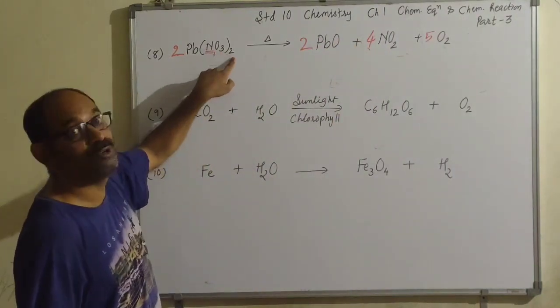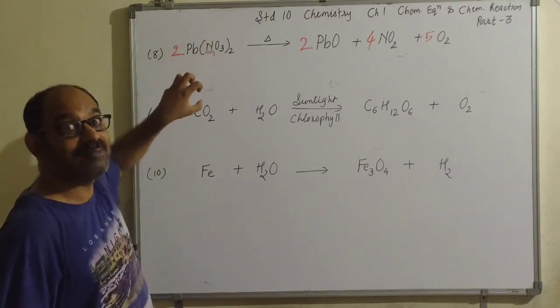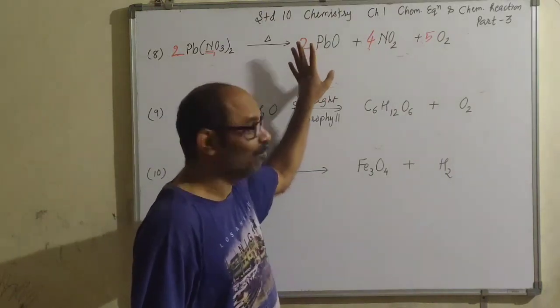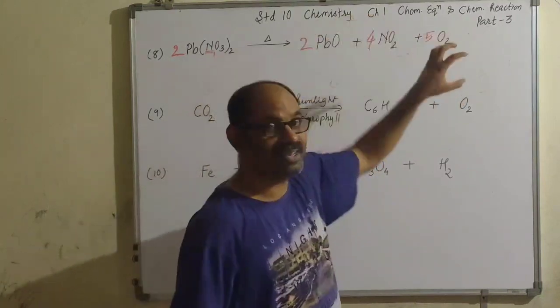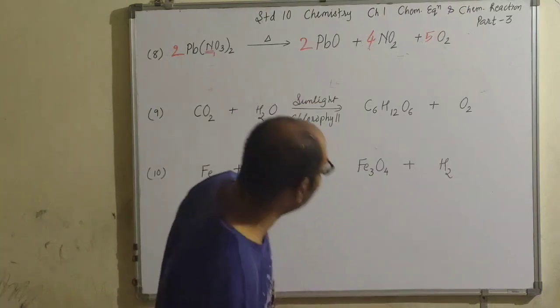Oxygen. 3 2s are 6. And 6 2s are 12. 12 atoms of oxygen on left hand side. 1 2s are 2. Okay, 2. 2 5s are 10. Okay, 10. 2 plus 10, 12 atoms of oxygen on right hand side. So that is how it is balanced.